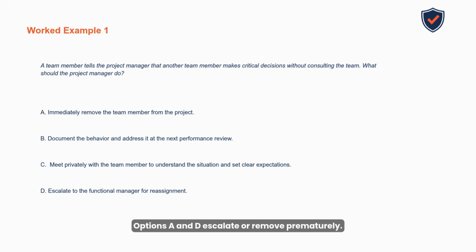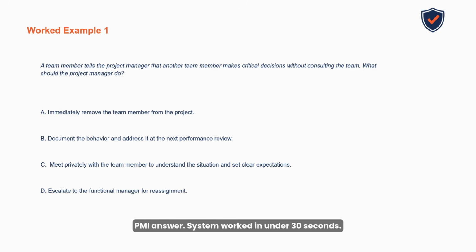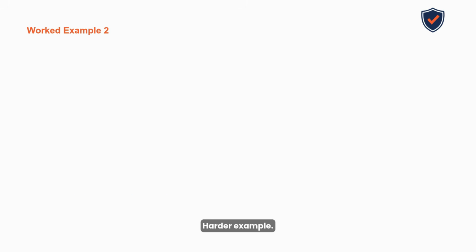Strategy 2. Options A and D: escalate or remove prematurely. Eliminate both. Strategy 4. Option B defers to the next review. Avoidance. Eliminate B. Option C remains. Engage directly, investigate, set expectations. PMI answer: system worked in under 30 seconds. Harder example.